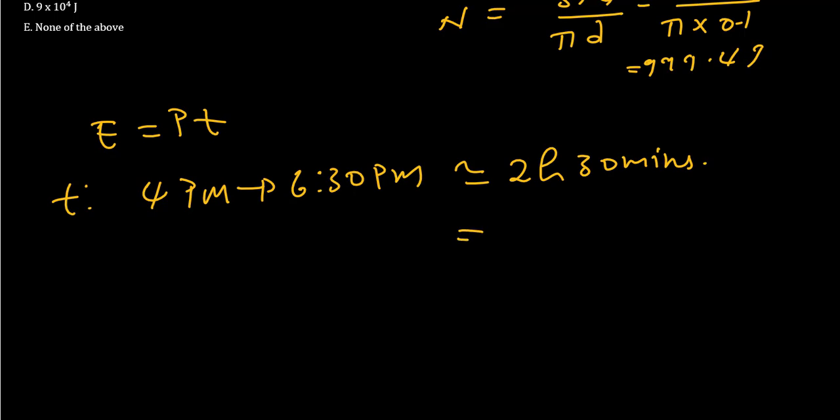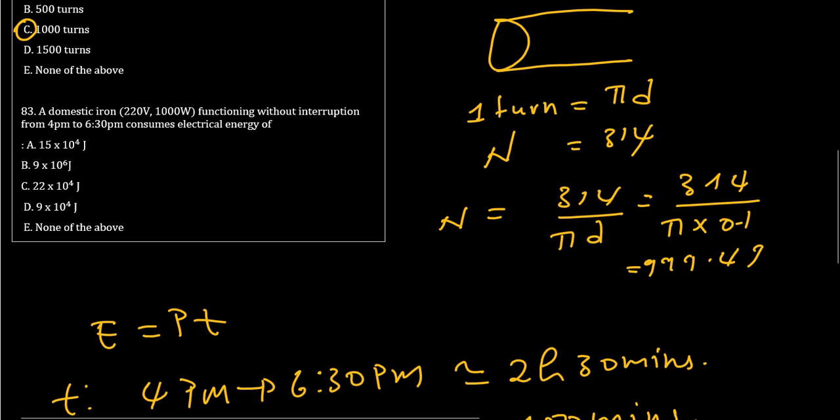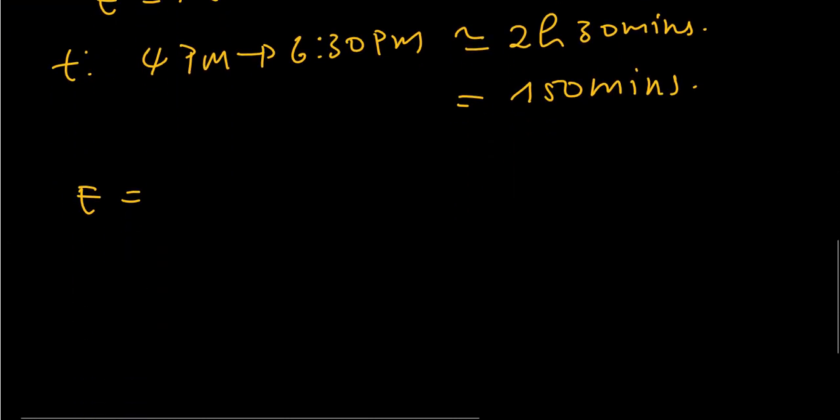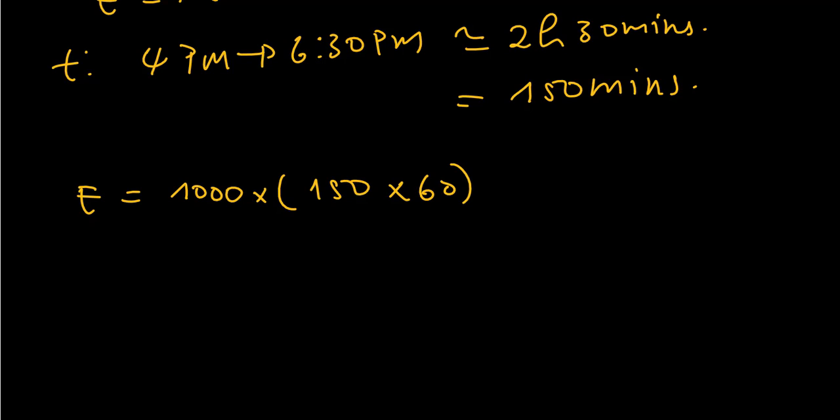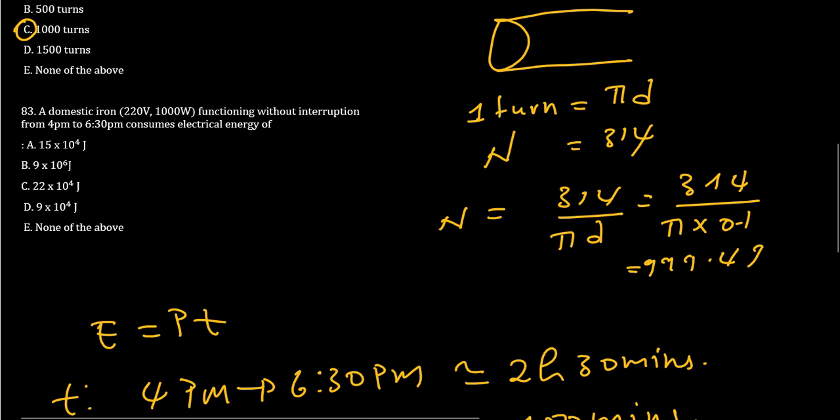Since 1 hour is equivalent to 60 minutes, 2 hours is 120 minutes, so this is an equivalent of 150 minutes. And so E will simply be equal to PT, and the rated power is 1000 watts. So we are going to get 1000 times 150 minutes, times 60 in seconds. 150 times 60 is going to be 9000. So I'm going to have 9000 times 1000, which is going to be 9 times 10 raised to the power 6 joules. And so the correct option is option B.